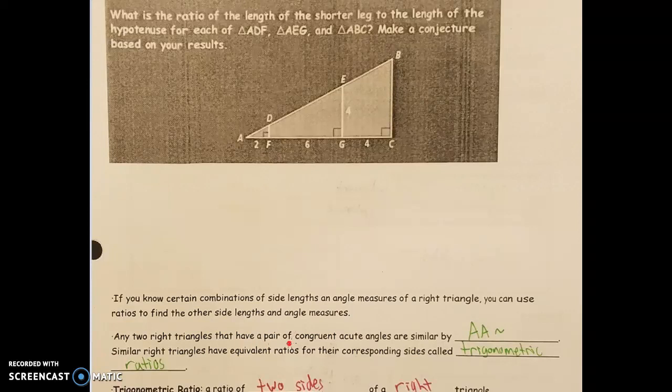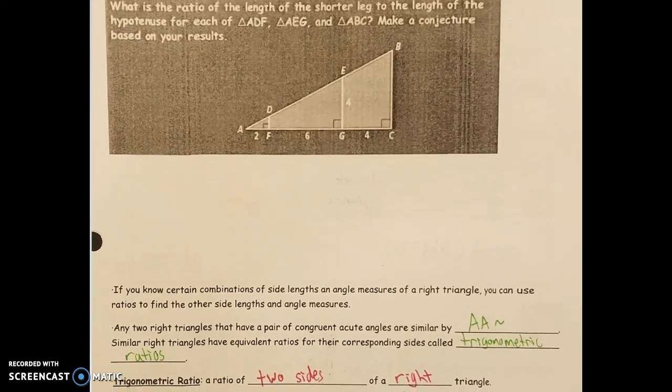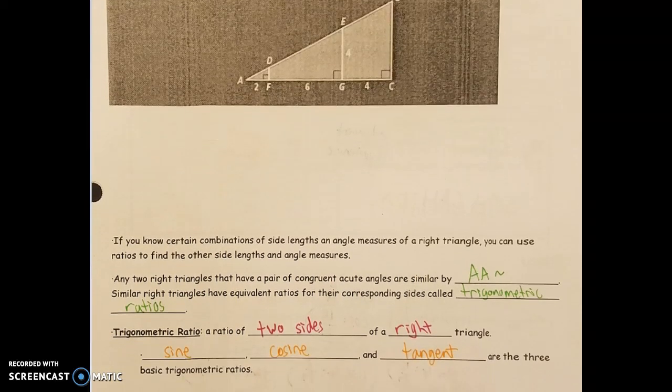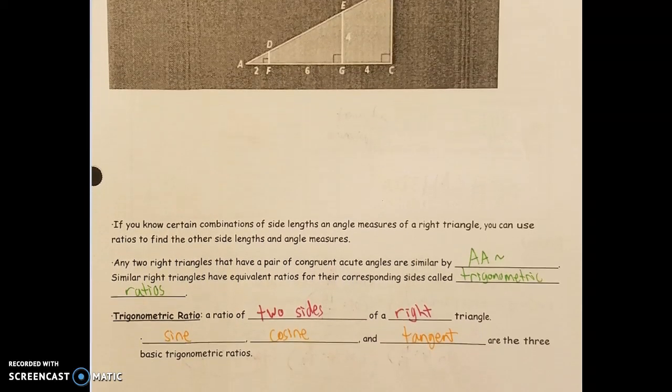Any two right triangles that have a pair of congruent acute angles are similar by angle-angle similarity. Again, that just means I need two angles to match from one triangle to another. That means they'll be similar. Similar right triangles have equivalent ratios for their corresponding sides, and we call these the trigonometric ratios. So the trigonometric ratios are the ratios of two sides of a right triangle. The three that we're going to be using are sine, cosine, and tangent. Those are your three basic trigonometric ratios.